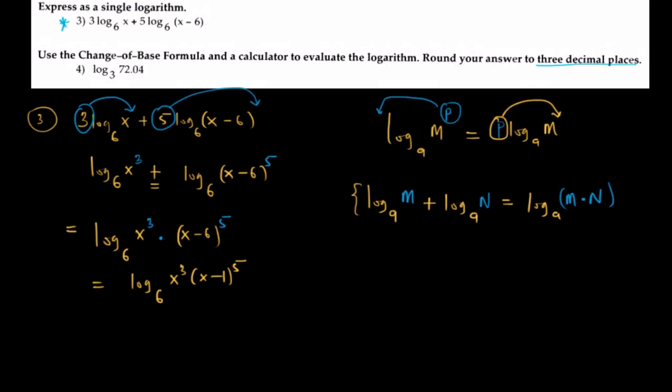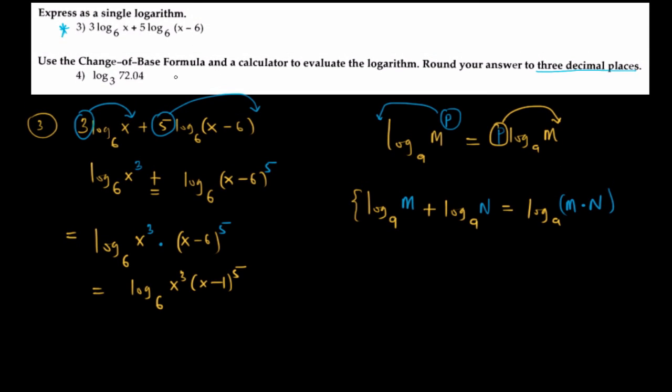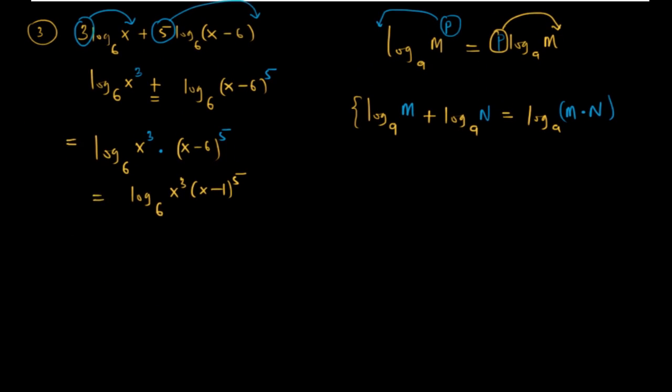Now the next question says to use the change of base formula. So we are in the next question now. You want to use the change of base formula and a calculator to evaluate this logarithm, and we are told to round our answers to 3 decimal places. So let's write down the number below.